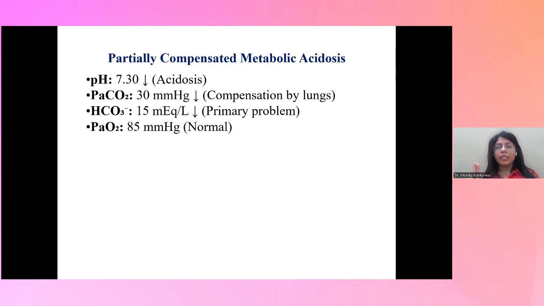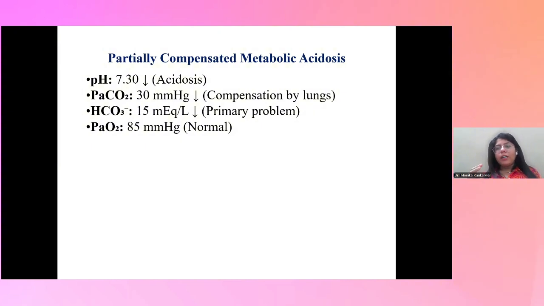So in this, we look at the partial pressure of CO2. If the partial pressure of CO2 is less than 35 mm of Hg, then we will see that compensation has started by the lungs. So the patient will have PaCO2 less than 35 mm of Hg. Now we have to go for the third check, and the third check is regarding the bicarbonate anion. We have to see what value of bicarbonate anion the patient has.